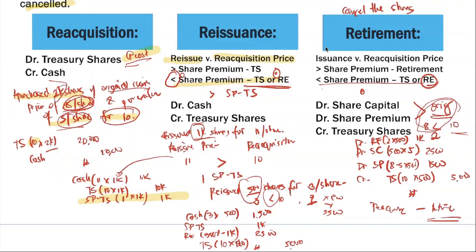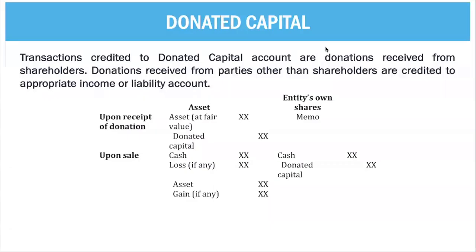Next, we discuss your donated capital. If you still remember, this was discussed in your PPE. Your donations can be classified as a donation from your shareholder, a donation from the government, or from others. If it is a donation from a shareholder, we call it donated capital. If from the government, we call it government grant. For others, we treat it as income.